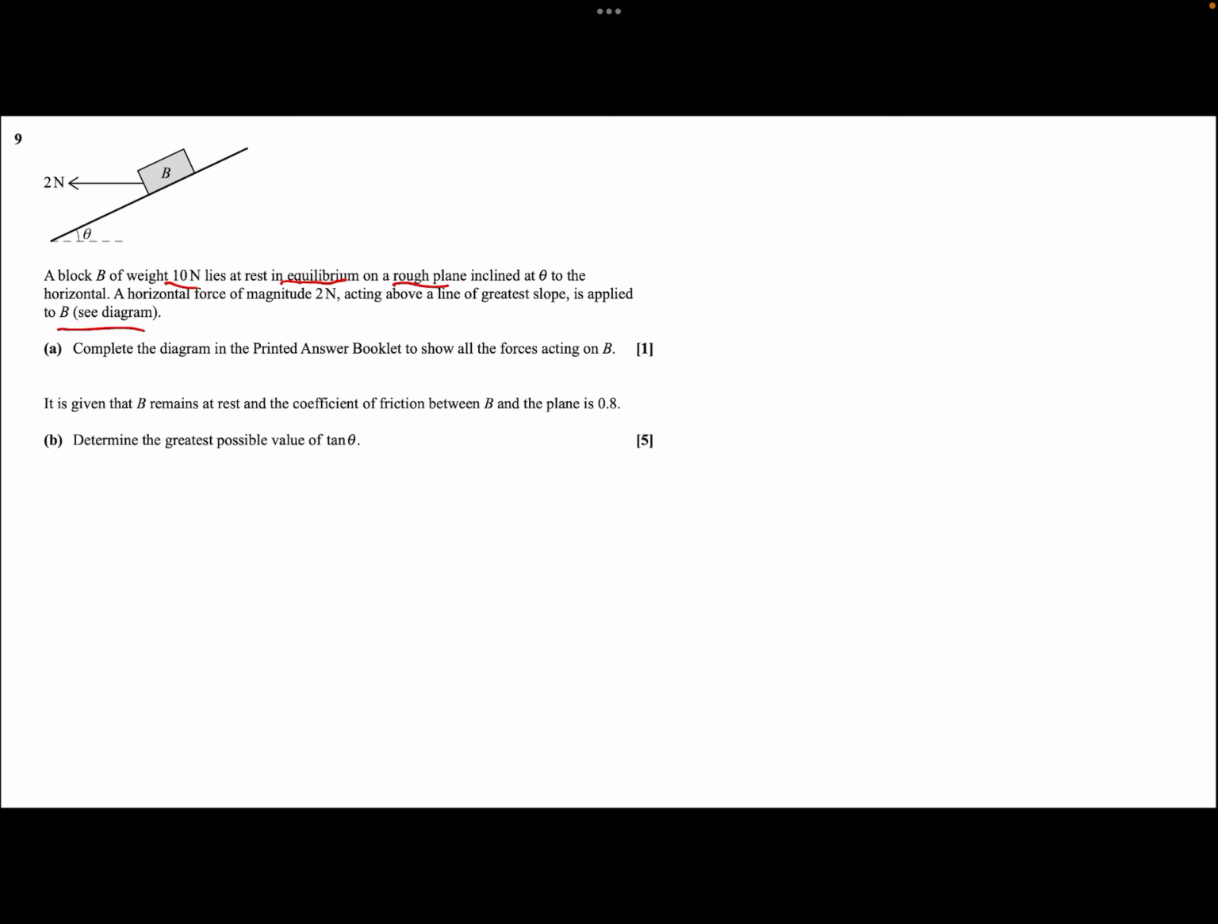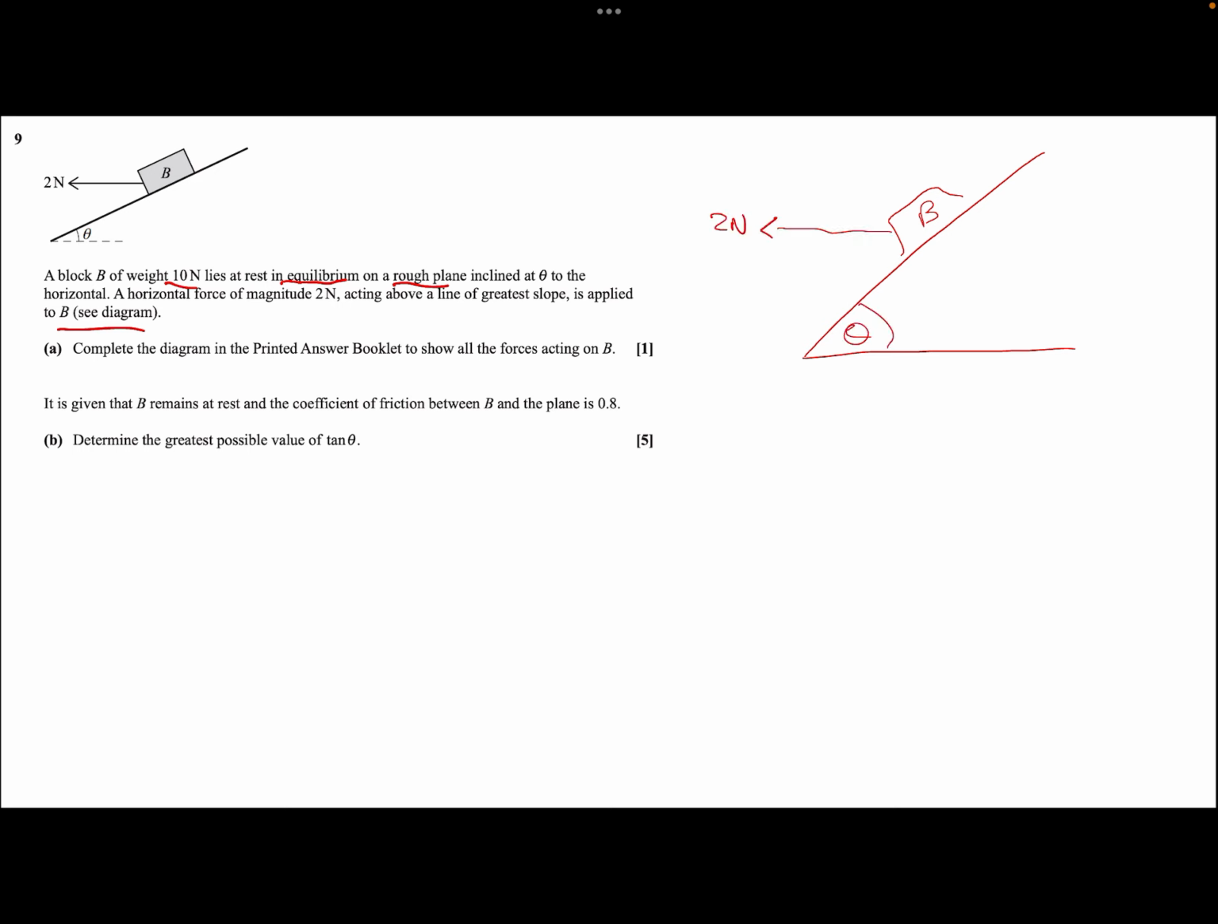Part A, nice and easy. Complete the diagram to show all the forces. So I'm going to draw the diagram out a little bit bigger over here. So we've got our block B. We've got that horizontal force, 2 newtons, and we've got the angle theta.